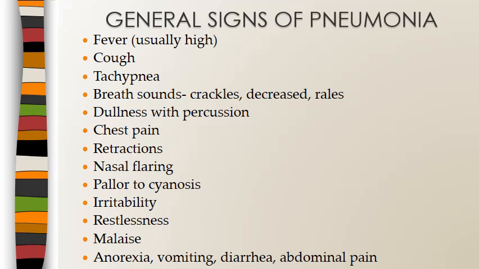They may have chest pains, respiratory distress signs such as retractions and nasal flaring. They may be pale or they may have cyanosis. They may be irritable, restless because of their inability to breathe effectively. They may have malaise, anorexia, vomiting, diarrhea, and abdominal pain. So it's really important to recognize these signs and symptoms sooner so that we can help open up their lungs quicker so that they can breathe more comfortably.